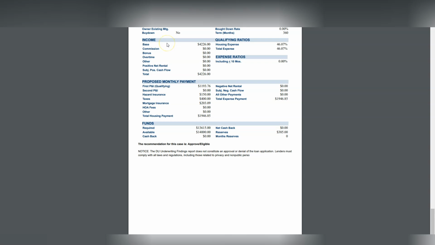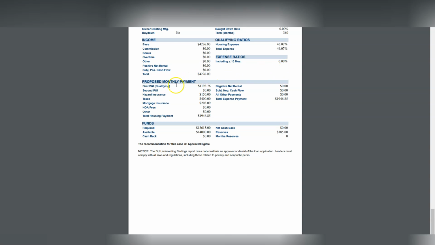Income. This is where we go over more important information so that you can analyze why sometimes the ratios are higher than what you initially calculated. So the base income is $4,226 here. There's no commission, bonus, overtime, or other type of income. So the total is $4,226. The housing expense ratio is 46.07%, and the total expense ratio is also 46.07%. Any expense ratios? 0.